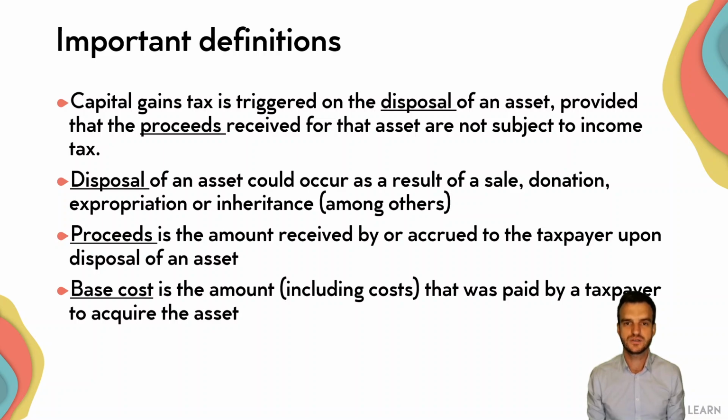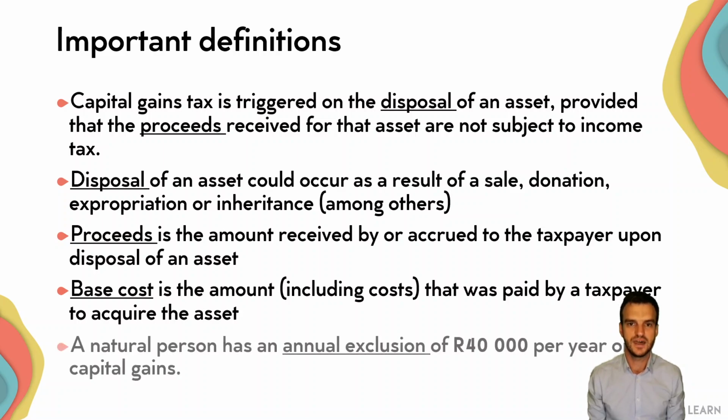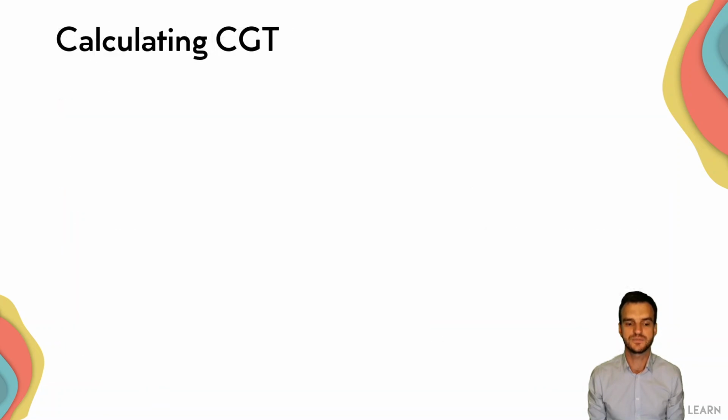Then the base cost is the amount including cost that was paid by the taxpayer to initially acquire the asset. And then the annual exclusion, what we mean when we're referring to that, is in the context of individuals. An individual has a 40,000 Rand annual exclusion for capital gains tax, which we'll explain a little bit later in this video.